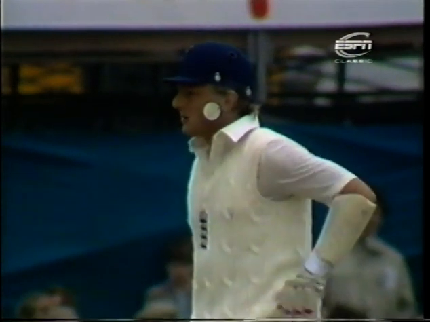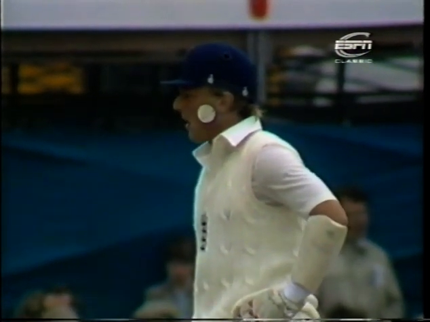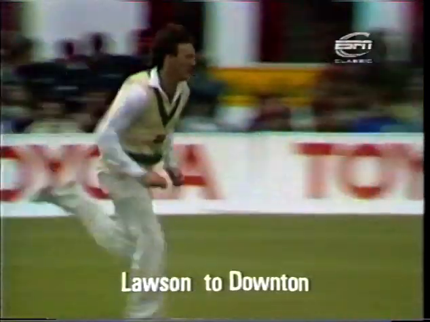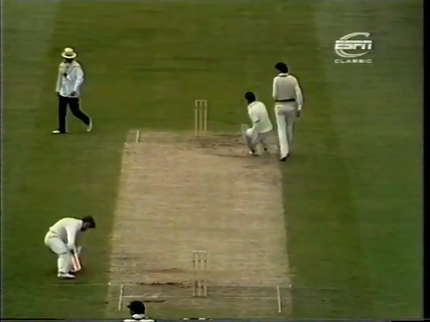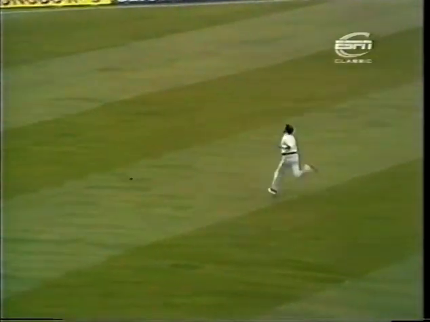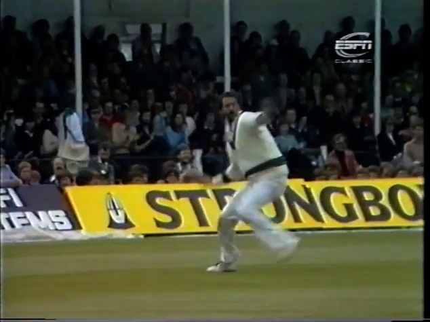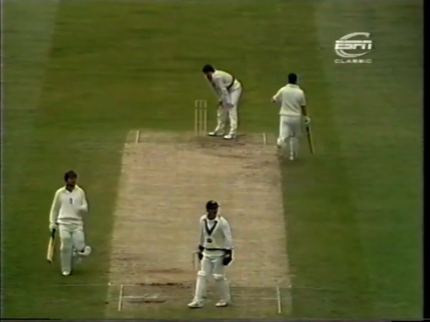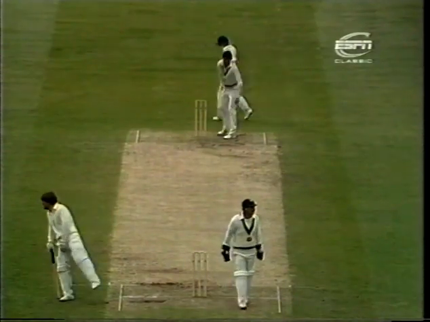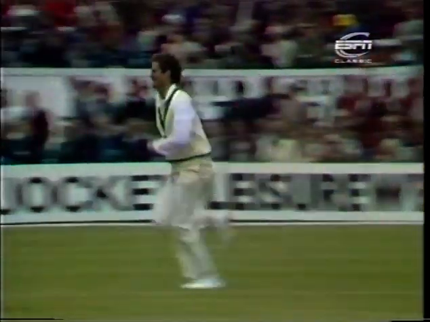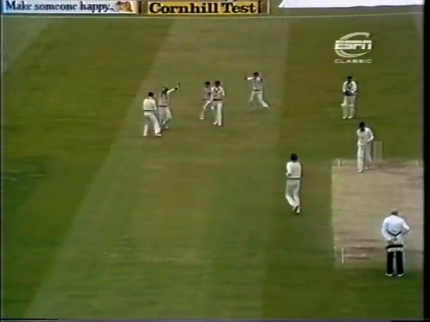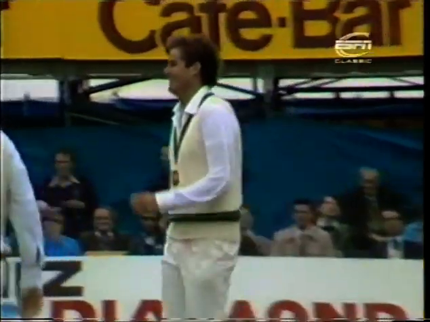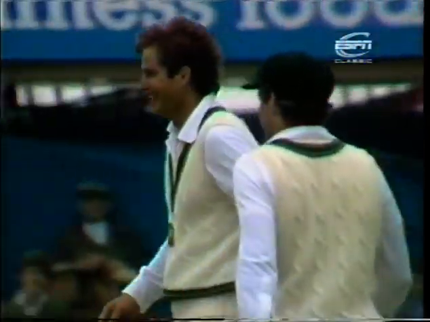So Downton off the mark and down at the safe end. Couple there for Paul Downton. Dennis Lillee having to do the chasing. 3, in fact. A wayward throw. And a good catch again. There at fourth slip is Graham Yallop.